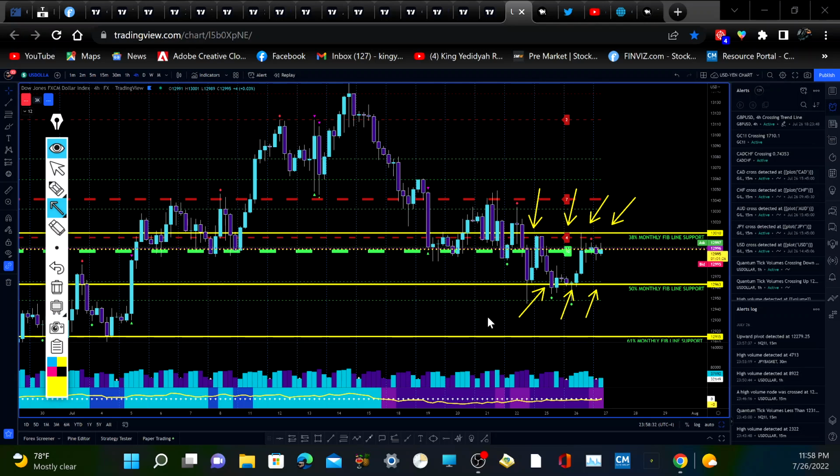So interest rates is coming up, so this is kind of moving sideways. Doesn't really have any direction right now. It's not falling, it's not going up.